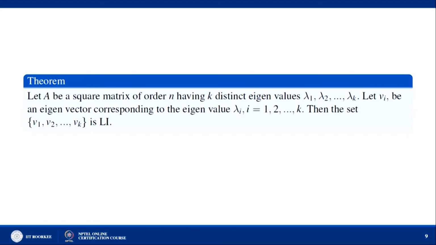This is a result: if A is a square matrix of order n having k distinct eigenvalues lambda 1 up to lambda k, and Vi is the eigenvector corresponding to the eigenvalue lambda i, for i from 1 to k, then the set of these eigenvectors is linearly independent. So let us try to prove this result.